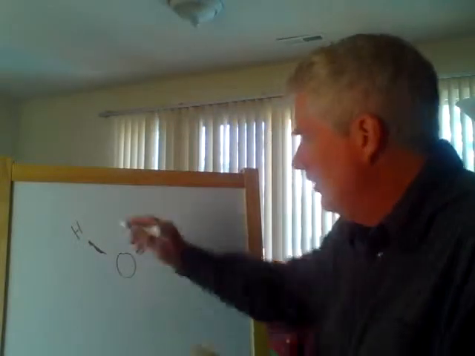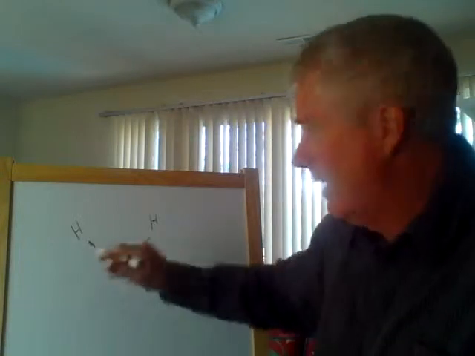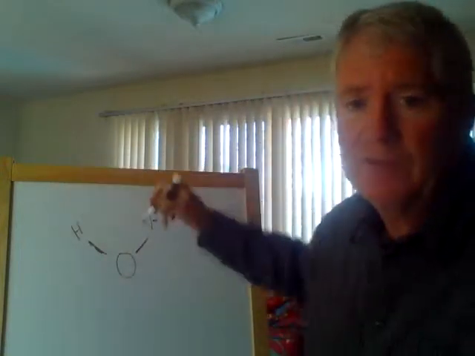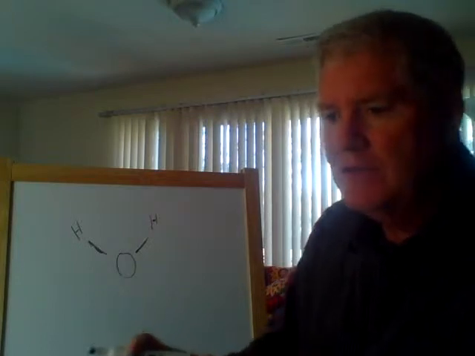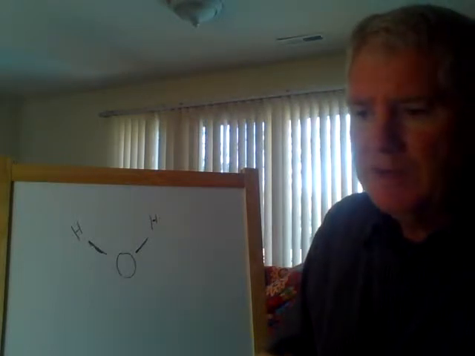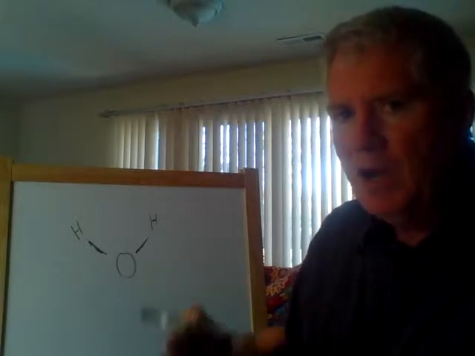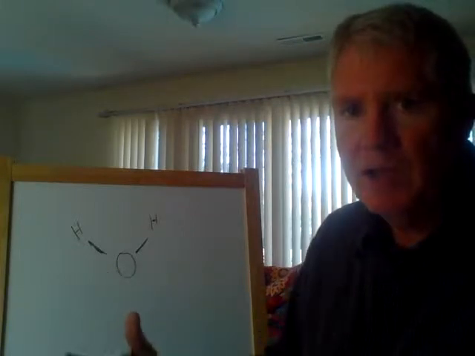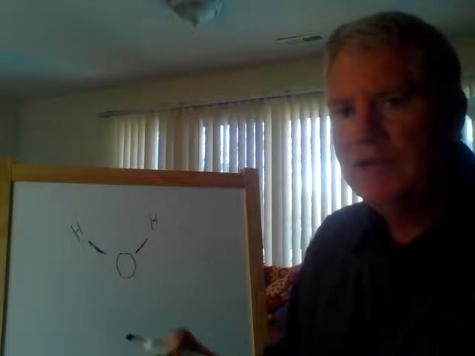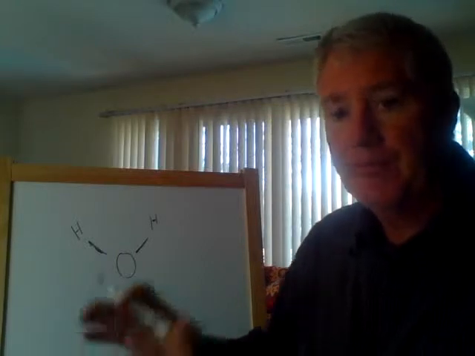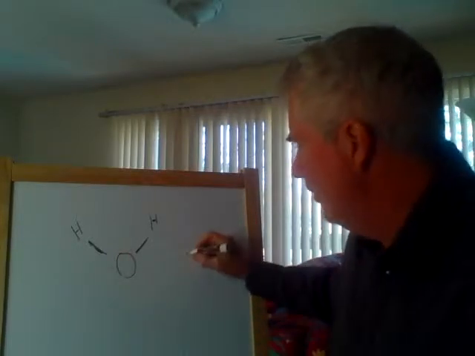So the molecule itself has a negative side, and the H's are the positive side. What that means is that it's open to helping other compounds, other molecules, to divide along those lines. And I'll show you a quick example of that.